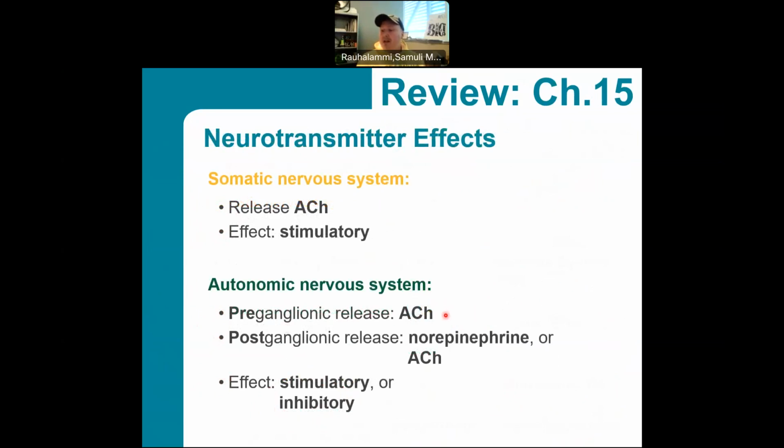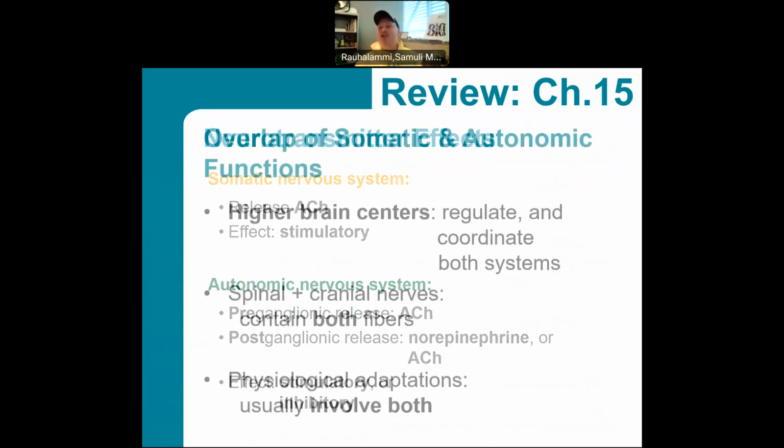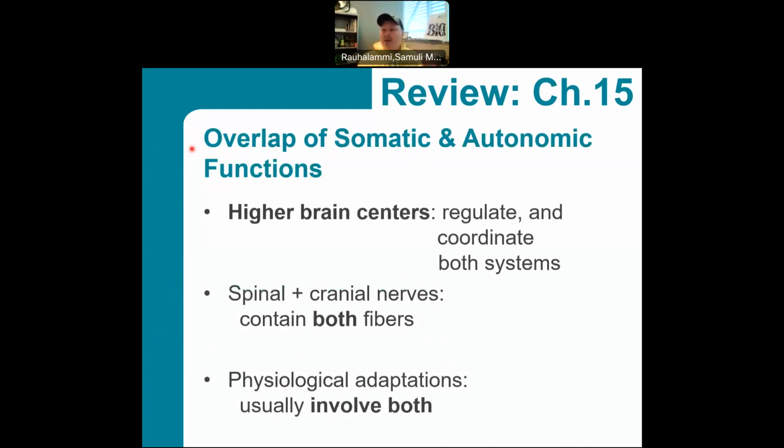It can be through acetylcholine on both, or in case of postganglionic release, we see also norepinephrine involved there. If we think about the somatic and autonomic nervous system like we've done before, I think one thing that we sometimes miss with this approach is the realization that there's a lot of overlap between these two. So even though we cover a lot of things in your body as these chunks, remember everything's related to everything.